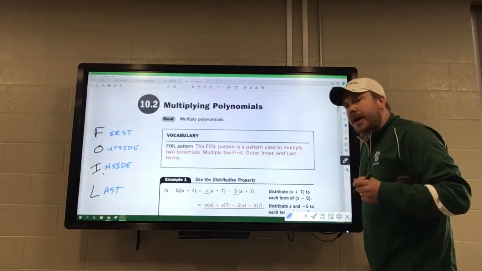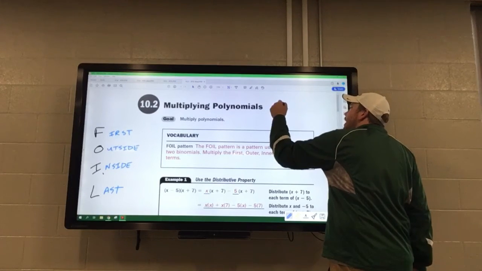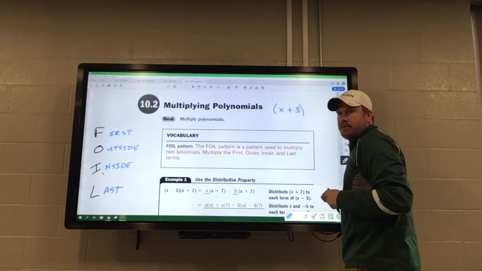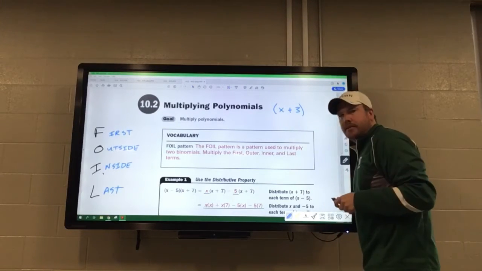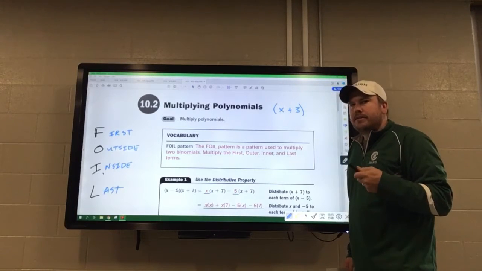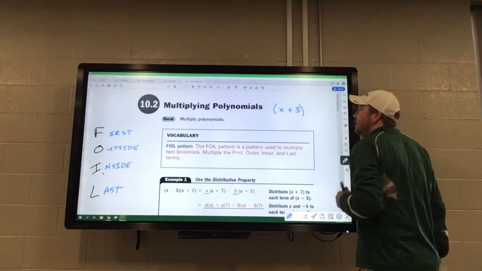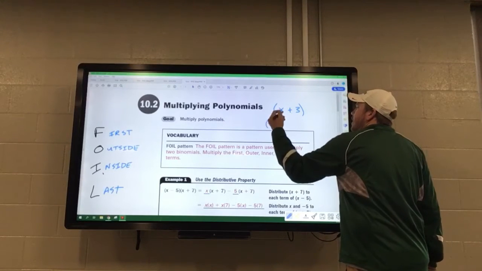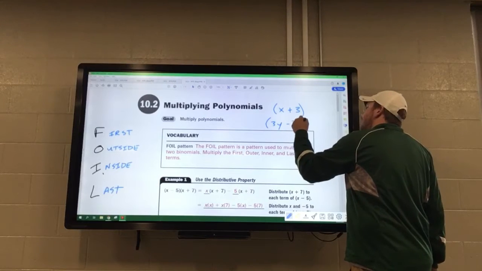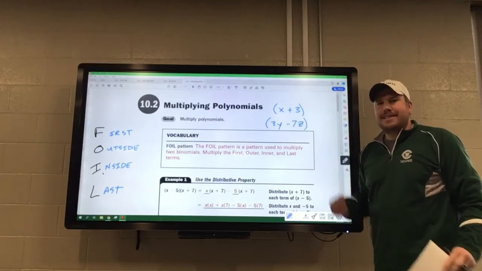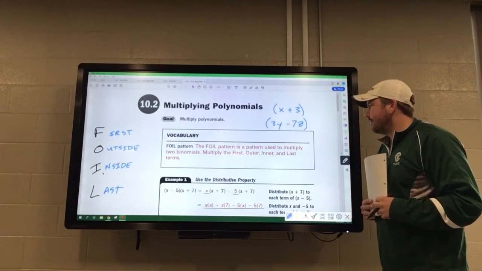And just a quick reminder, a binomial means that we have two terms. So x and 3, all right? We have two terms, it's a binomial. A good way to remember this is how many wheels does a bicycle have? 2. So a binomial has two terms. And of course it can be other variables as well. Let's say it's 3y minus 7z. Regardless, if we have two terms, it's a binomial.